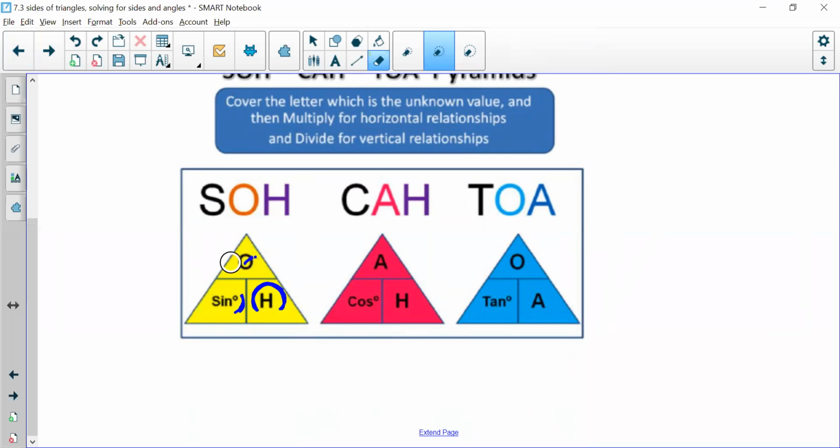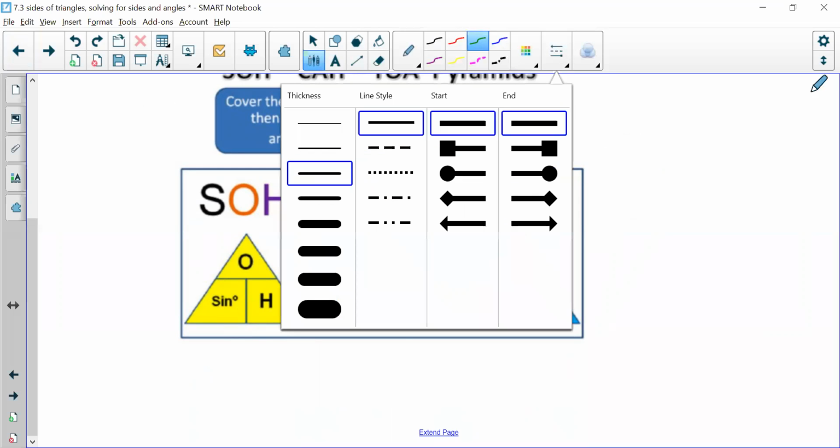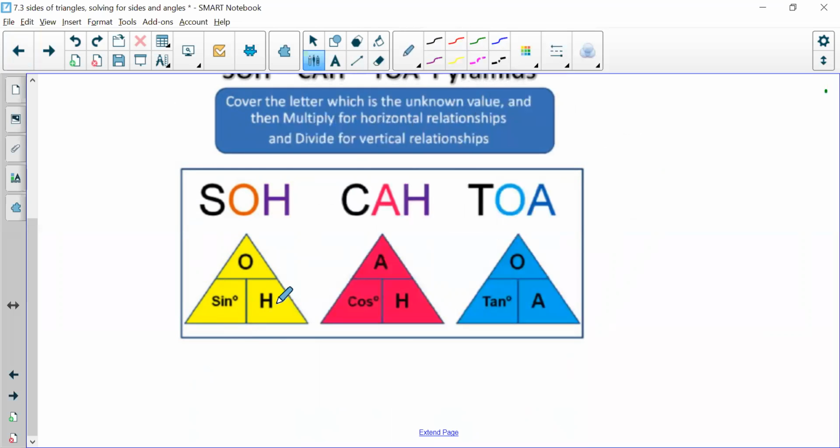Sine. So good, sine again. Now, am I solving for my opposite or my hypotenuse? In number 2, hypotenuse. Very good. So I'm going to cover up the H. Top and bottom means division. So when I'm solving for my hypotenuse, I'm going to have O in the top and sine of my angle in the bottom. Any questions on how I just got that formula?